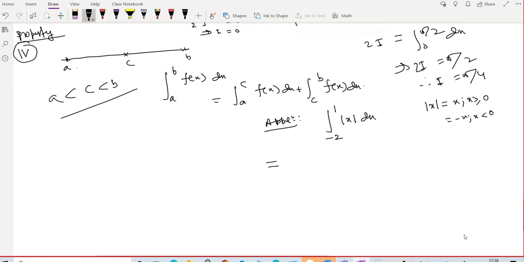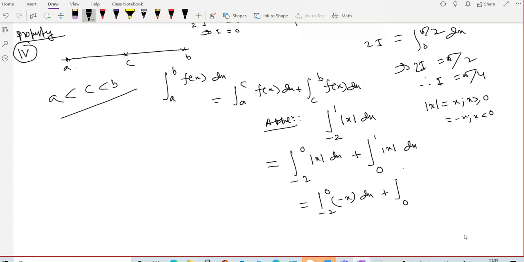Your splitting of the interval will be in accordance with this observation. Just before 0, it is negative. So if anybody wants to write it in this manner, minus 2 to 0 mod x dx, then it will be justified, because before 0 it has one kind, one branch. After 0 there is another branch. So splitting point will be 0 only. Then you'll put minus 2 to 0. Before that it was minus x. See the definition, less than 0 it is minus x. And after this it will be 0 to 1 x dx.